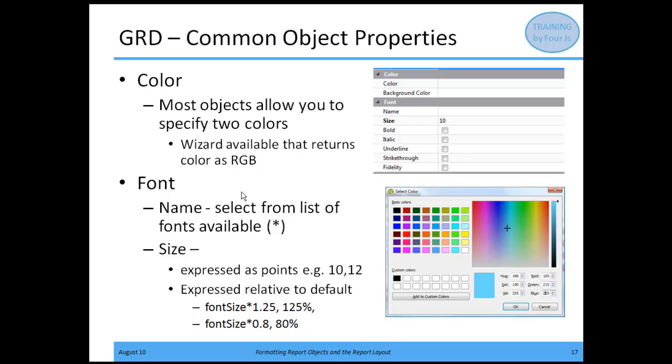Under the font section, you're able to pick from a list of available fonts. And then you can also enter in font size. So the font size can either be entered in as points, 10 point, 12 point, 16 point, etc., or it can be expressed relative to the default font size. So if you want to make something perhaps like a header, you could say font size times 1.25. It would make it a little bit larger than the default font size. If you wanted to make it a little bit smaller, like perhaps a note, you could do font size times 0.8. That would make it 80% the size of the default font size.